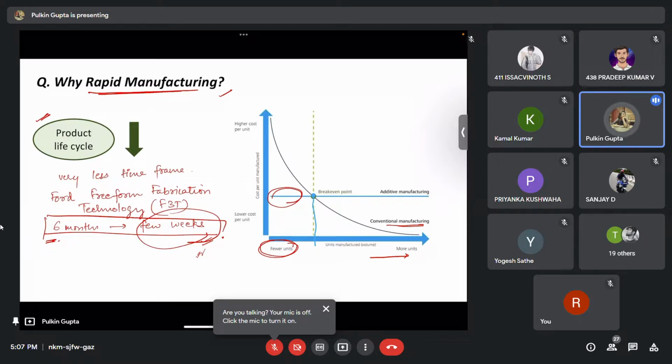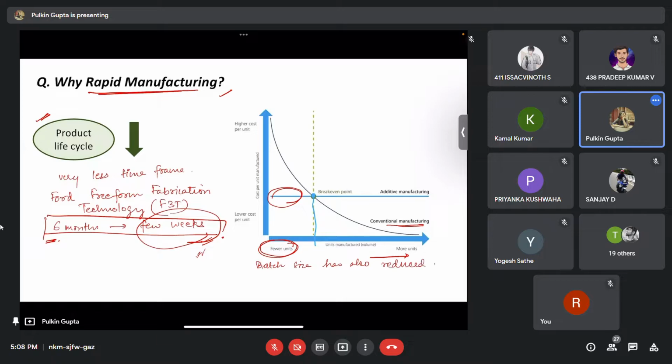And as we are catering to individual requirements, our batch sizes have also reduced in catering to the individual requirements of the customers. So here comes the role of additive manufacturing or rapid manufacturing.